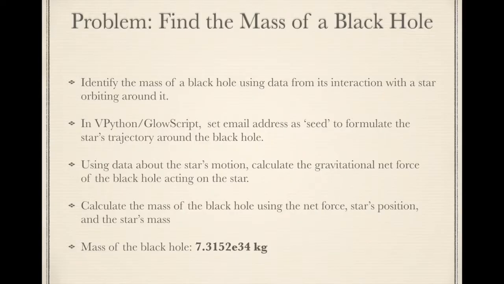In this lab, I created a computational model of a star orbiting a black hole. The star's trajectory was calculated using my email address as a seed. Using the star's motion data, I calculated the gravitational net force acting on the star, and from there I used the net force, the star's position, and mass to calculate the mass of the black hole, which I found to be 7.3152 times 10 to the 34th kilograms.